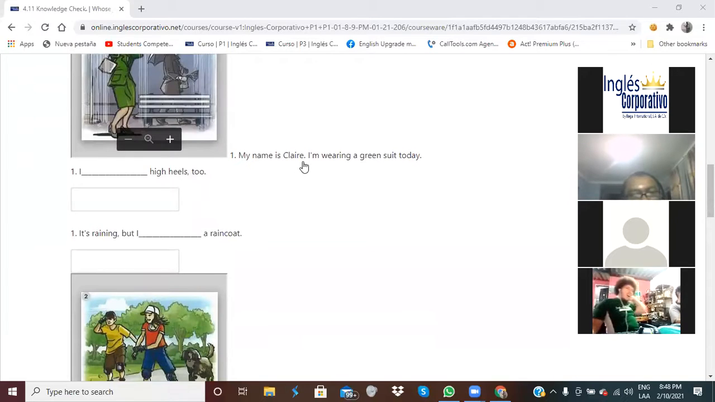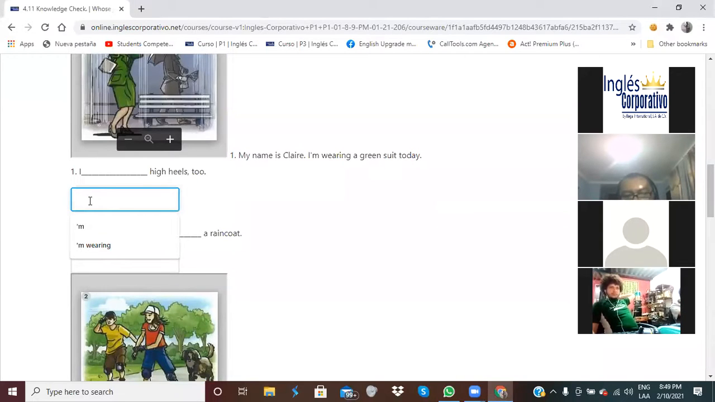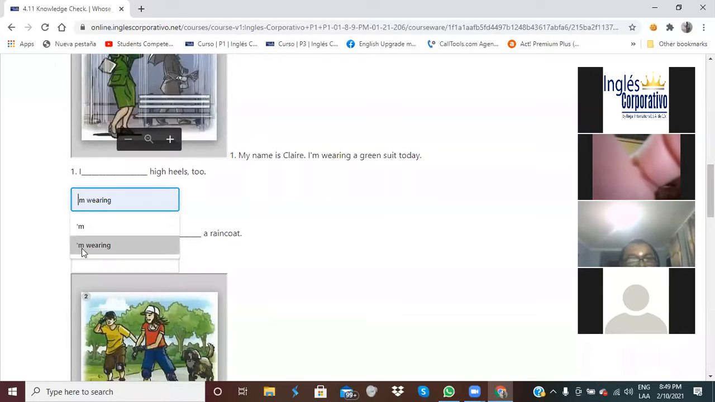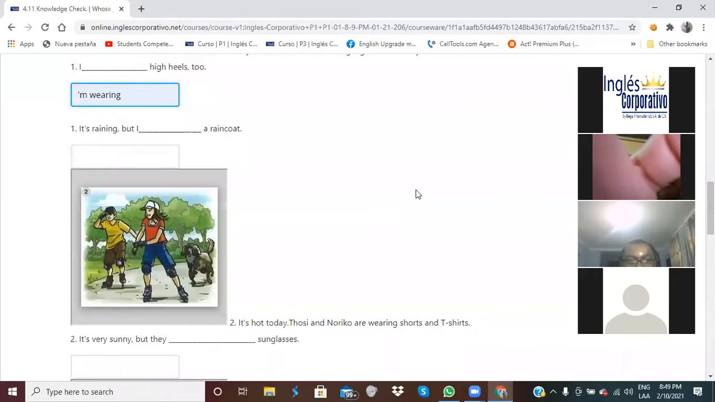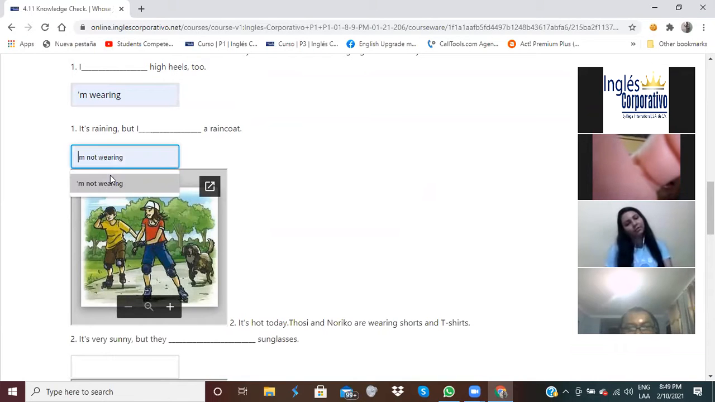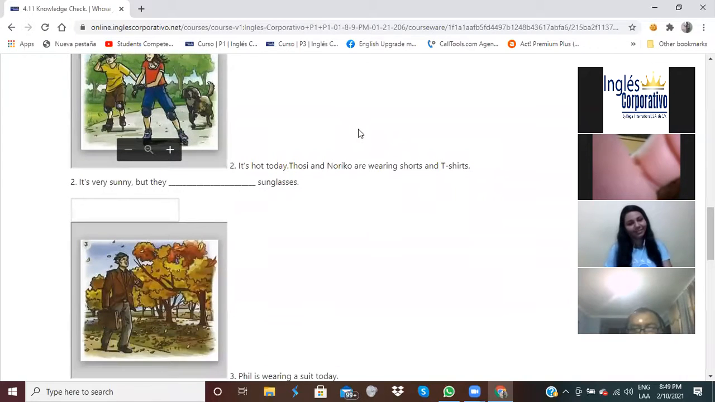My name is Claire. I'm wearing a green suit today. I'm wearing high heels too. Excellent. It's raining, but I'm not wearing a raincoat.